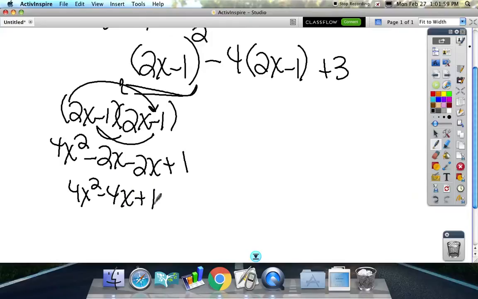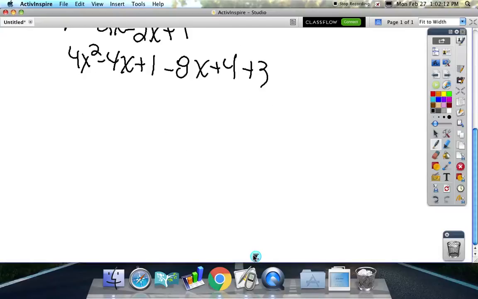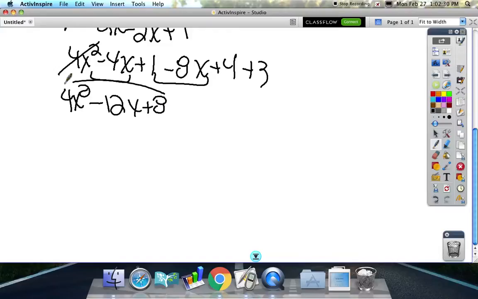Now what would I do about this right here? Distribute. So what does that become? Negative 8x plus 4. And then finally plus 3. So let's simplify this. 4x squared, I have no other x squares. I have a negative 4x minus 8x. So what does that become? Negative 12x. And I have a 1 plus 4 plus 3. That is the answer to 1E.